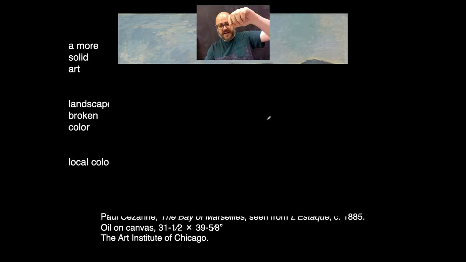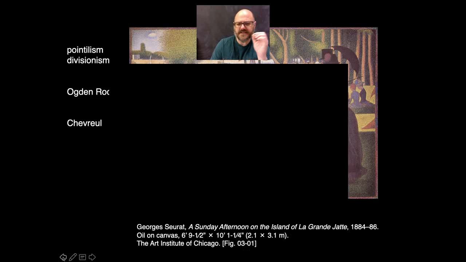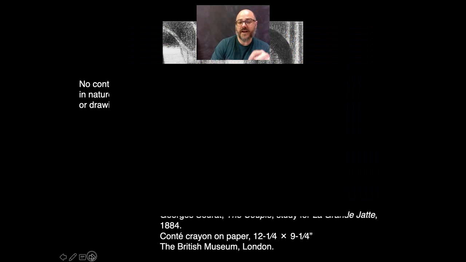You can see this red here. It doesn't make sense. There's some blue and some green in there, and the mountains back here are kind of a repetition of that color. There's some colors that don't necessarily make sense, which is different than this because, yes, Seurat was using purples and greens and reds in the dress here, but when you look at a distance at this, it makes sense of the actual local color. Paul Cézanne is moving away from that.